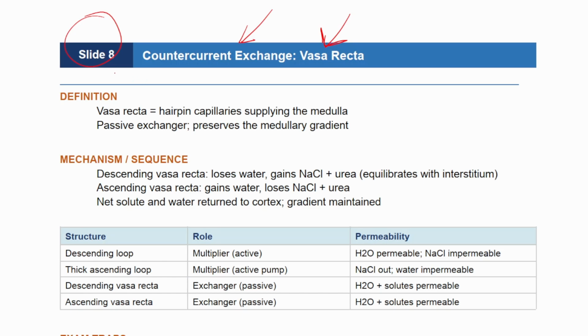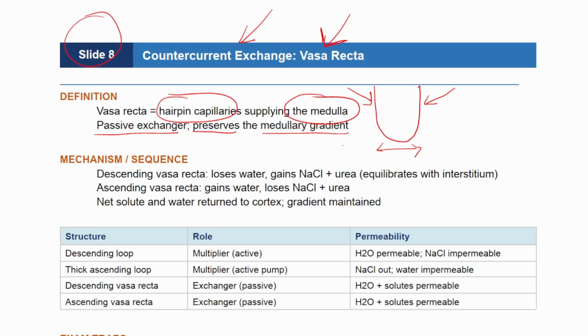By definition, the vasa recta consists of a network of hairpin capillaries. Remember, the capillaries were like this hairpin. There was a descending portion and an ascending portion and a bend of the hairpin capillary. That is the vasa recta we're talking about here again. And this vasa recta supplies blood to the renal medulla. Unlike the loop of Henle, these vessels function purely as a passive exchanger, meaning their primary physiological role is to preserve the medullary osmotic gradient rather than generate it.